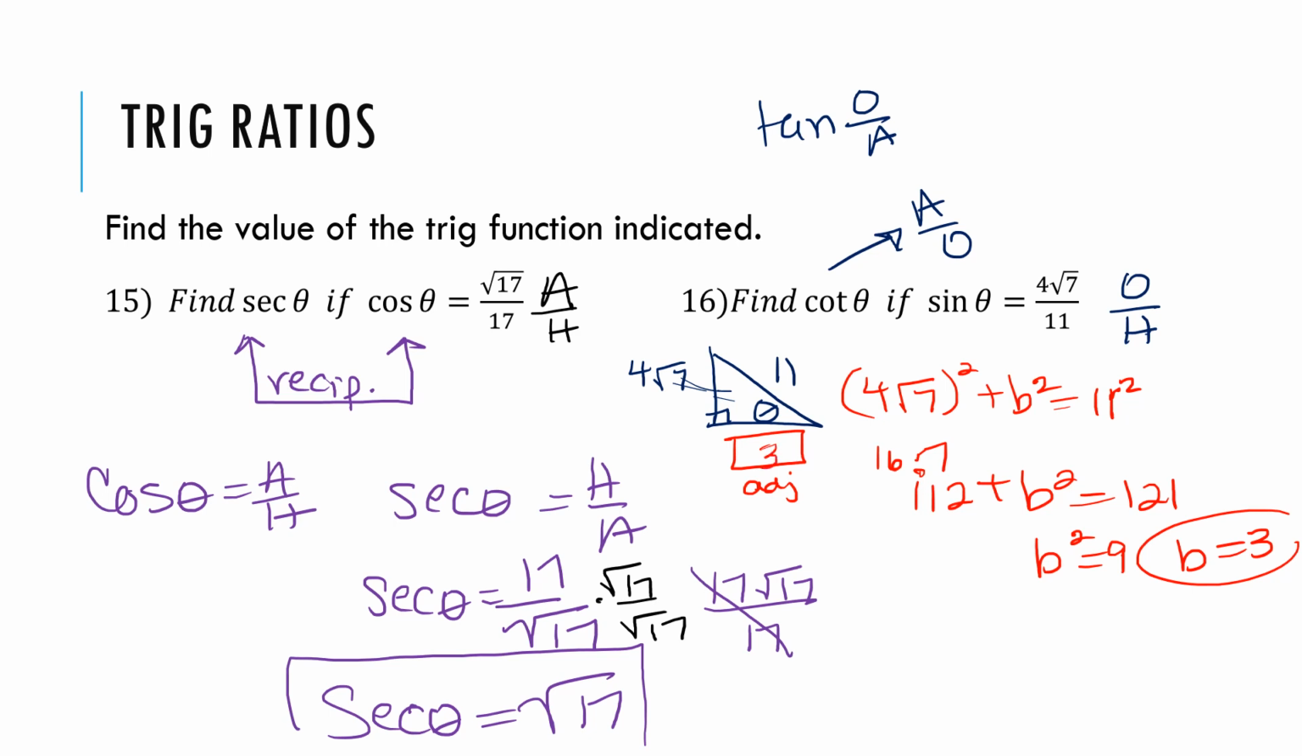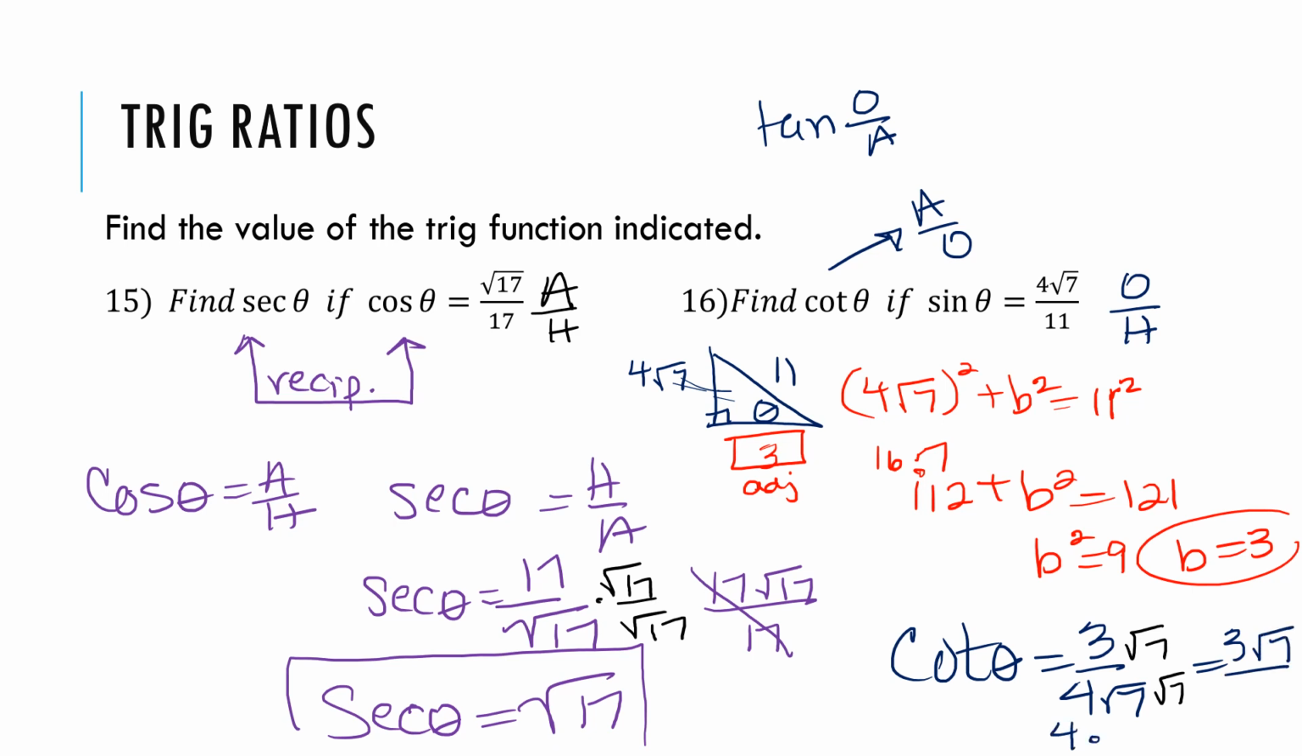Now that we have the adjacent and the opposite sides, we can determine the value of cotangent of theta. The adjacent side is 3. The opposite is 4 square root 7. We do need to rationalize again, so we'll multiply by root 7 in both numerator and denominator. When you simplify, you'll have 3 square root 7 for the numerator, and 4 multiplied by the square root of 7 times itself is just 7. So 4 times 7 in the denominator is 28. So cotangent of theta for that particular angle is 3 square root 7 all over 28.